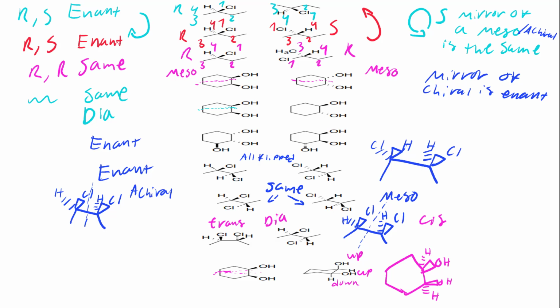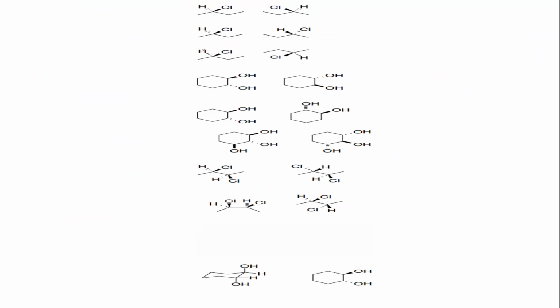And so, we have a meso compound, because you have a plane of symmetry, right? You can fold them on that line of symmetry. And so what do you know about the mirror of a meso compound or an achiral molecule? The mirror of a meso compound or an achiral molecule is going to be the same. They're going to be the same. So these are the same. Cool.